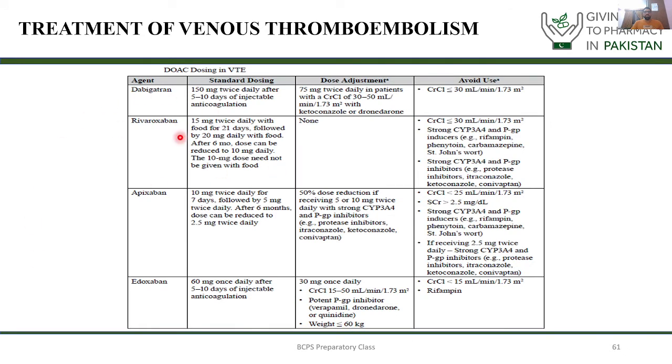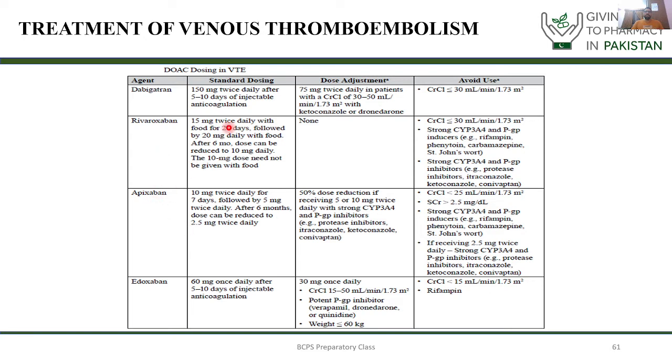These are the different dosage strategies which they used in different trials. Dabigatran, as we know, is used as a switching therapy. So they use dabigatran 150 mg twice daily for 5 to 10 days. And edoxaban is also used in the switching therapy. So they use 60 milligram once daily after 5 to 10 days of the injectable anticoagulation.